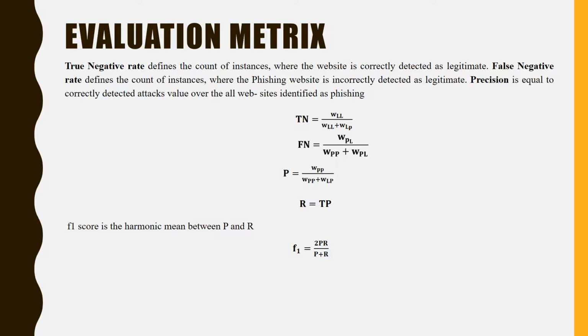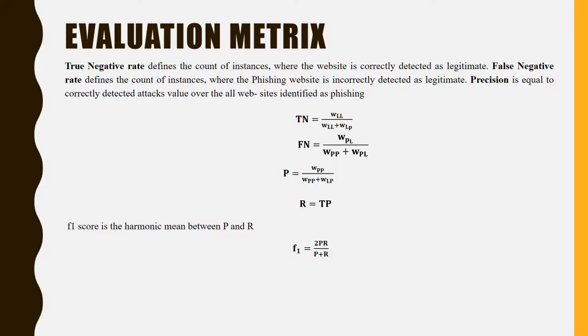So in this slide, I'm going to explain the evaluation metrics, so how the calculations are done. There are a few terms we should be aware of. The first thing is true negative rate. So what is true negative rate? It defines the count of instances where the website is correctly detected as legitimate. And the false negative rate defines the count of instances where the phishing website is incorrectly detected as legitimate. The precision is equal to the correctly detected attacks value over all the websites identified as phishing.